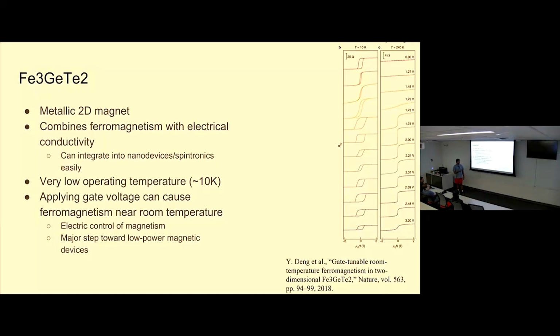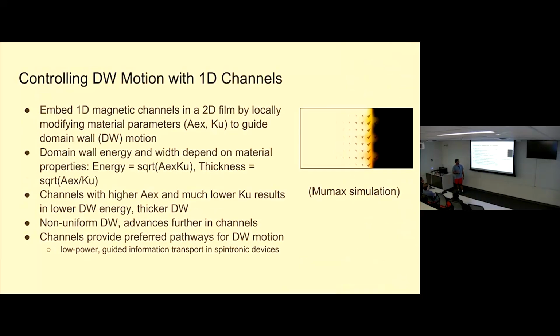However, as shown by this experiment, applying a gate voltage can cause ferromagnetism near room temperature at about 240 Kelvin when about 2 volts are applied. So what this experiment shows is that there's electric control of ferromagnetism, and this is also a major step towards low-power magnetic devices, because 2D magnetic materials need much lower power than bulk magnetic materials.